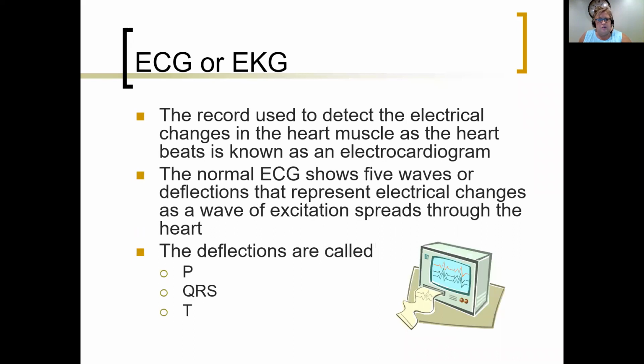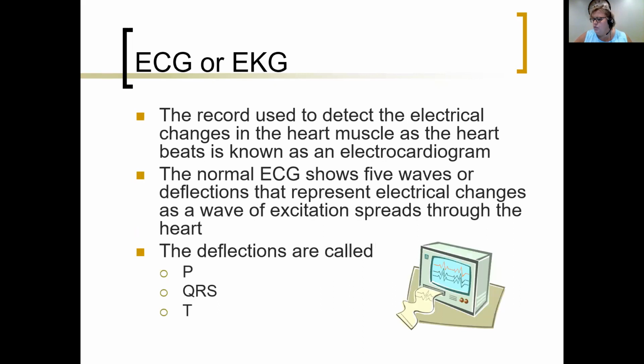EKG or ECG. They both stand for electrocardiogram. And this is a record that's used to detect the electrical changes in the heart muscle as the heart beats. The normal EKG shows 5 waves or deflections. And by deflection, we mean a movement from the baseline either up or down. Either one is a deflection. But each of these deflections represents electrical changes as a wave of excitation spreads through the heart. So when we're taking an EKG or recording an EKG, we're taking that electricity that's traveling through the heart and putting it on paper to look at the conduction system.